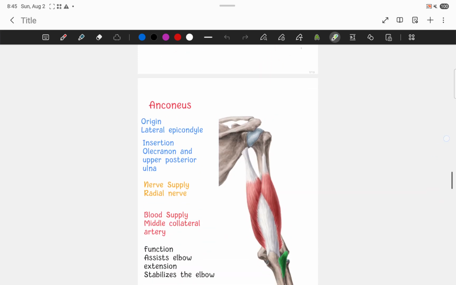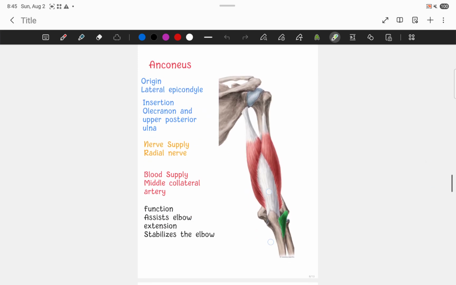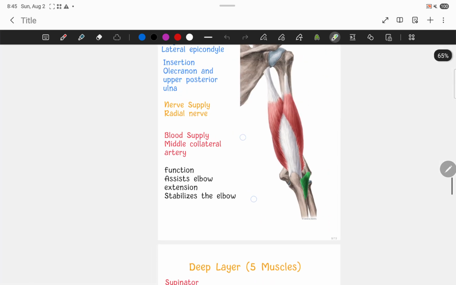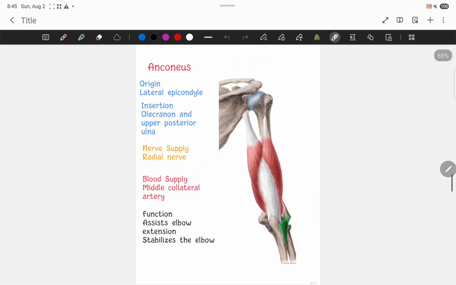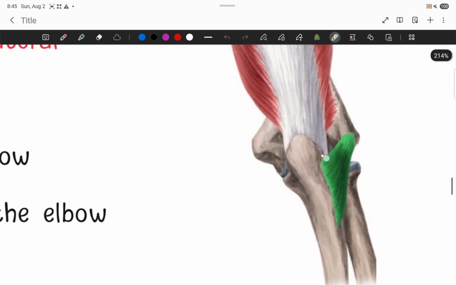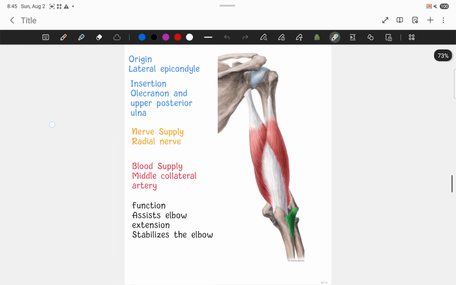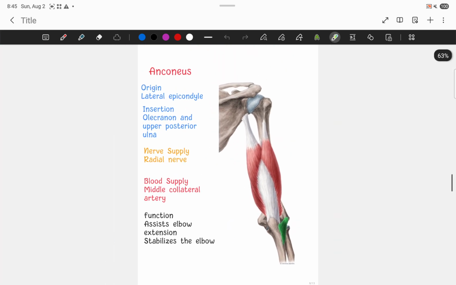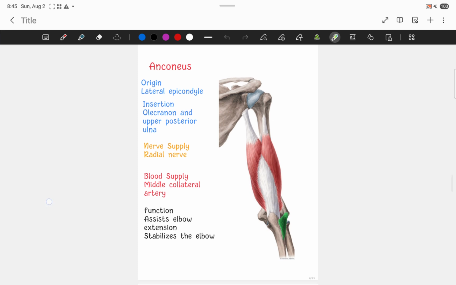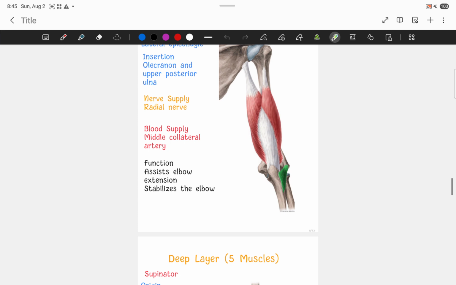And another muscle we talk about is the anconeus. The origin is the lateral epicondyle. And the insertion is the olecranon and upper posterior ulna. Nerve supply, of course, is the radial nerve, and the blood supply is the middle collateral artery. Function is to assist elbow extension and stabilize the elbow.